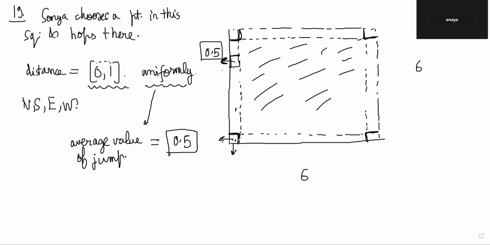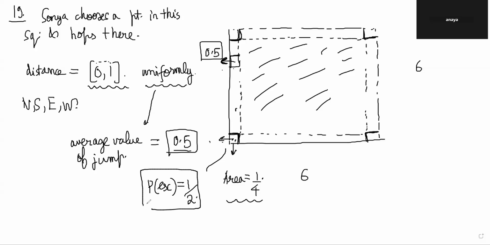This is half, half. The area of this is half into half, right? Think of this corner. What is the area of this corner square? It is half into half, right? Yes. Area is 1 by 4. And the probability of escaping from here, if her jump size is half, if she had jumped in east, west or south, she would have escaped. So probability of escaping is half, right? Yes. The other two sides do not lead to escape.